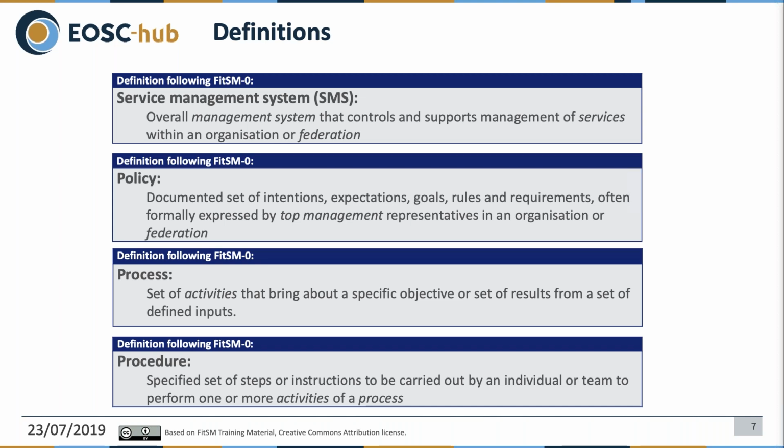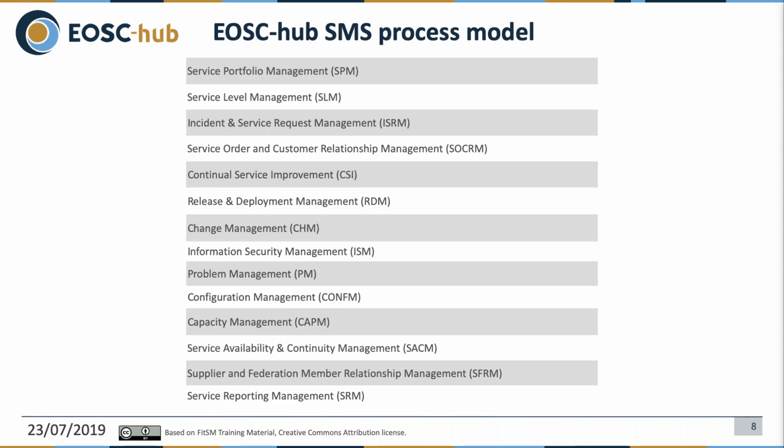But I said that really the engine of all of this was the processes. So the processes that we see in EOSC Hub, in the SMS that we're providing, are these. There are 14 of them. Right at the top, you can see service portfolio management. So this is what I deal with on a day-to-day basis. This is trying to capture the services that we provide, to have good information about them, to make strategic decisions about what should be provided and how.